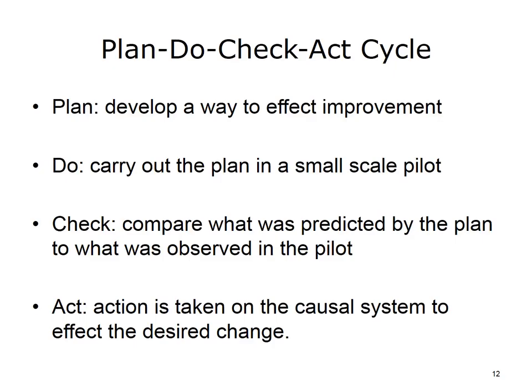Step 1. Plan. A way to effect improvement is devised, and the improvement is predicted. Step 2. Do. The plan is carried out on a small scale, i.e., tested or piloted. Step 3. Check. A comparison is made between what was predicted by the plan and what was observed in the pilot. Step 4. Act. If the comparison was favorable, the change is made for real, i.e., action is taken to effect the desired change. This cycle is carried out repeatedly for multiple improvements. At this point, you have the major pieces for continuous quality improvement. We just need to put them together.